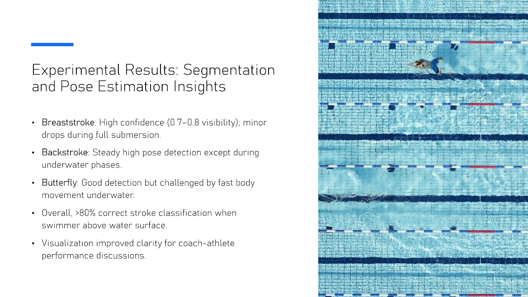Coming to the results, segmentation and pose estimation insights. For the breaststroke, high confidence with 0.7 to 0.8 visibility, with a minor drop during full submersion. Backstroke showed steady, high pose detection, including during underwater phases. Butterfly had good detection but was challenged by fast body movement underwater. Overall, we got about 80% correct stroke classification above the water surface, and visualization improves clarity for coaches, athlete performance, and education in the near future.